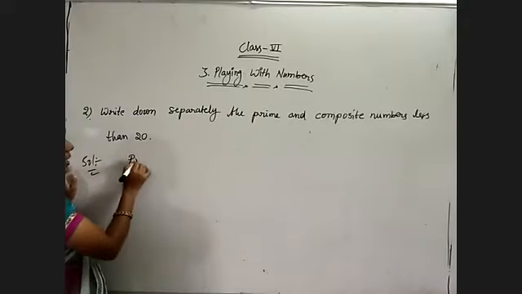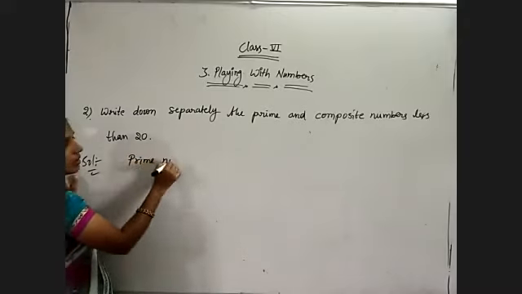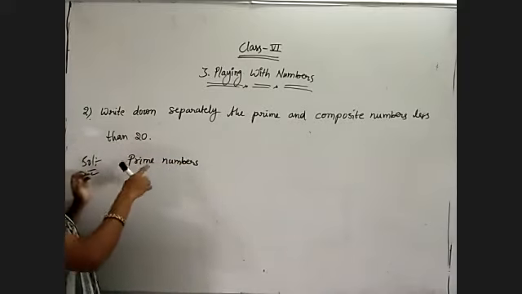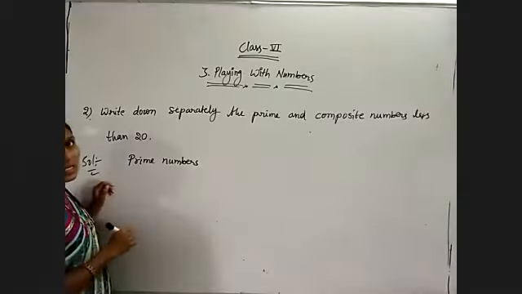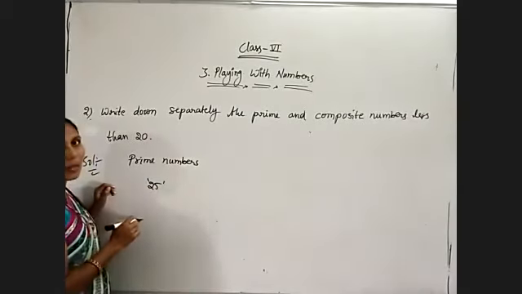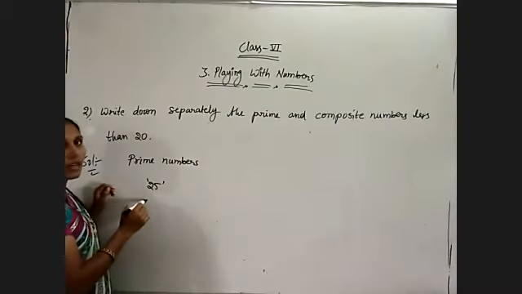First of all, write the prime numbers less than 20. So already we have learned the prime numbers between 1 to 100. Total how many prime numbers are there between 1 to 100? 25 prime numbers. And how many composite numbers are there between 1 to 100?